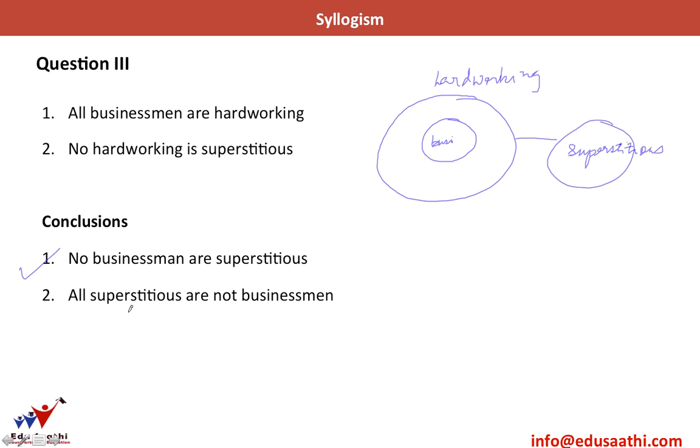Then we have the second conclusion, all superstitious are not businessmen. This is also correct because we see that there is again no overlap between superstitious and businessmen. If you remember, no P is Q is also equal to no Q is P. So no businessmen are superstitious also means that all superstitious are not businessmen. Also diagrammatically there cannot be an overlap between businessman and superstitious. So here both the conclusions follow.